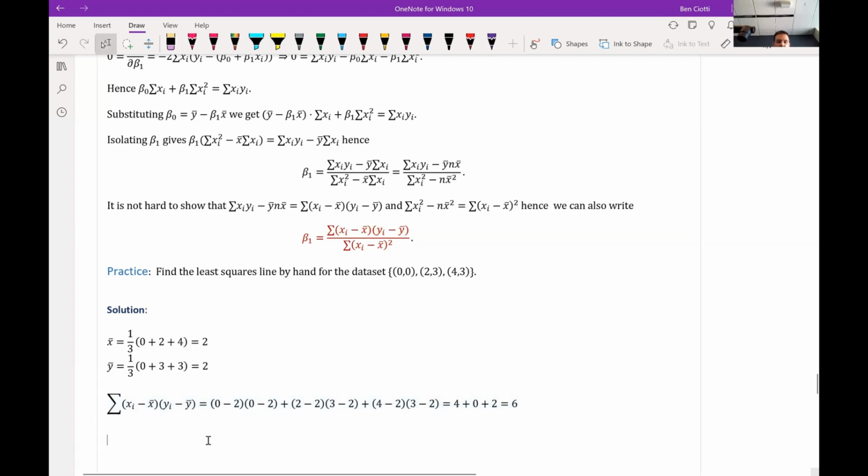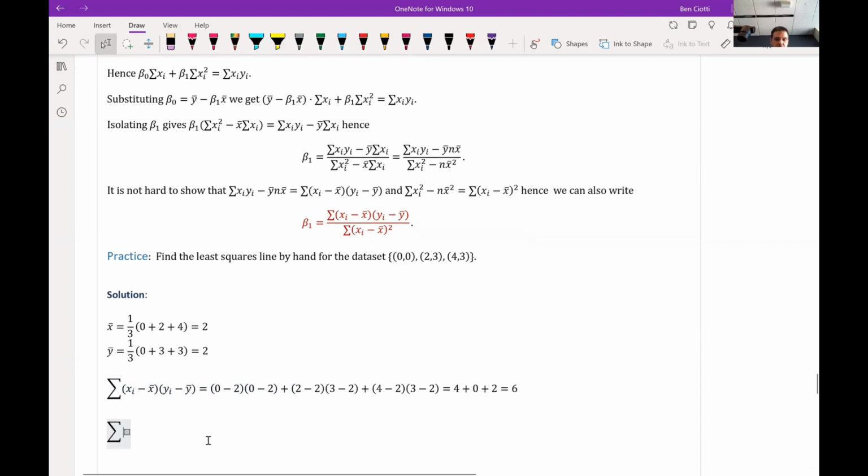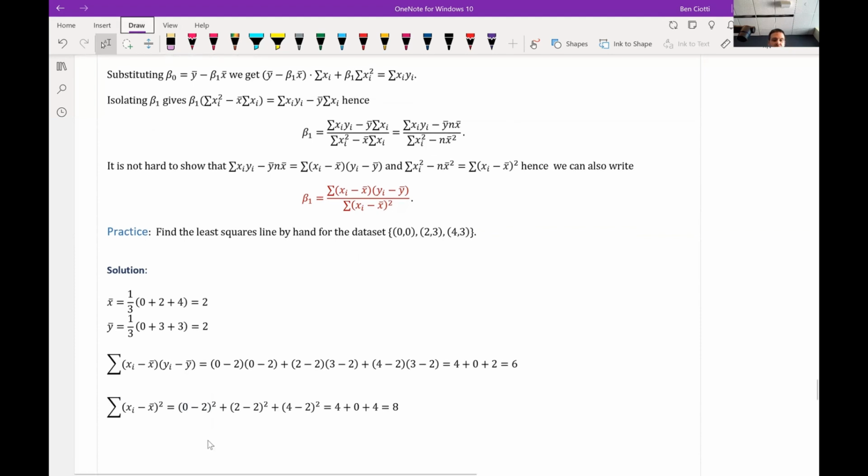The denominator of beta 1 is the sum of the squares of the deviations of the x values. So that's going to be 0 minus 2 quantity squared plus 2 minus 2 quantity squared plus 4 minus 2 quantity squared, which is 4 plus 0 plus 4, which is 8. So beta 1 equals, I have now computed the numerator and the denominator. What's beta 1?